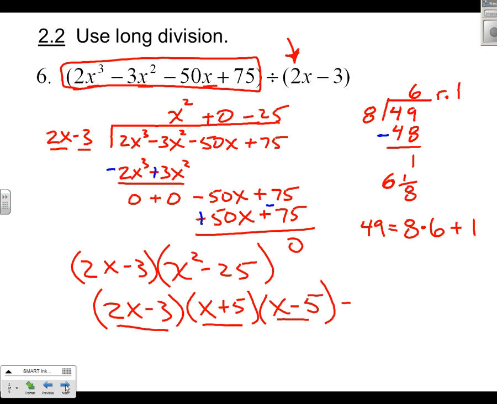And if we set it equal to 0, we would quickly see that our zeros are add 3, divide by 2, subtract 5, add 5. So those are our 3 zeros of our polynomial.